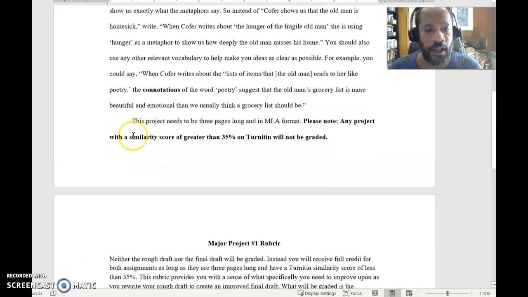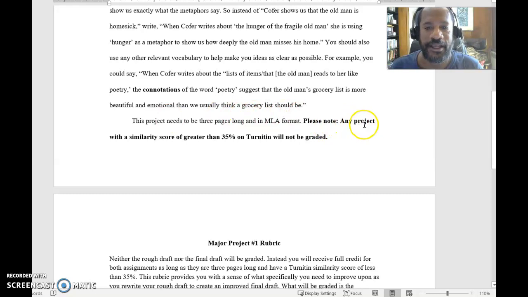So this project needs to be three pages long in MLA format. When you get to the folder that explains the rough draft, in that folder I'll explain exactly what MLA format is, so don't worry about that yet. When you get to that stage, it will all make sense.